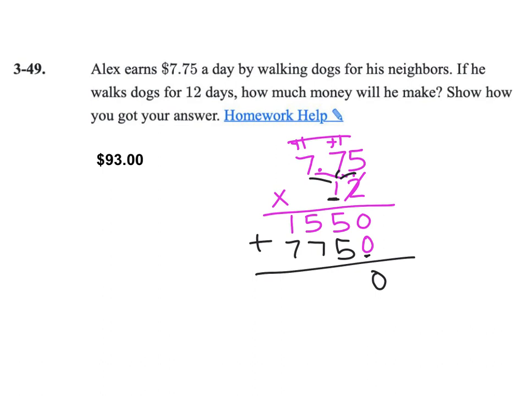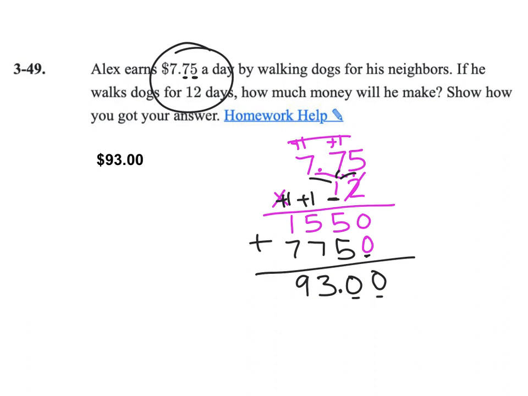0 and 0, 5 and 5 is 10, 7 plus 5 is 12, plus 1 is 13, 7, 8, 9. Then we look in the original equation, and we only have two numbers behind the decimal point, so we need two numbers behind the decimal point in the answer.